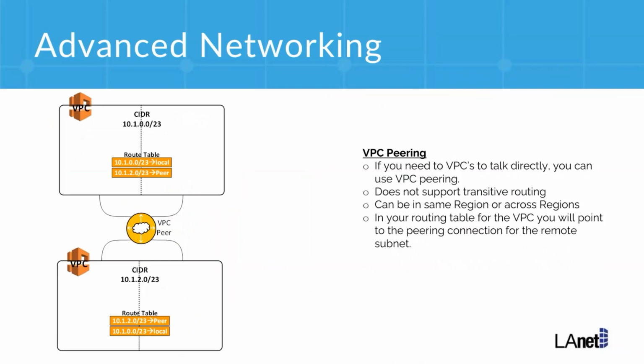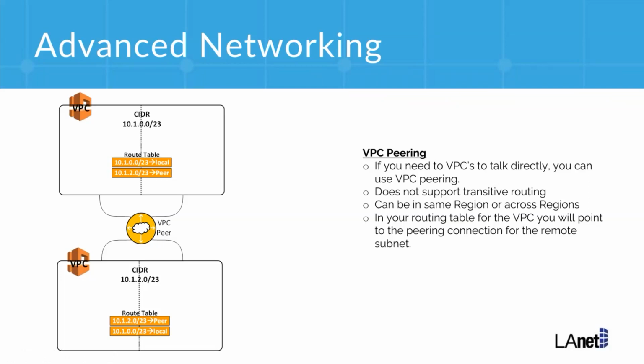VPC peering. So if I have two VPCs in a region, I've got my 10.1.0.0/23, and I create a second VPC, 10.1.2.0/23, and I decide I want these two VPCs to talk to each other. There's a question of how do I tie them together? There's a couple of ways to do this, to be honest. One of the ways is through something called VPC peering.